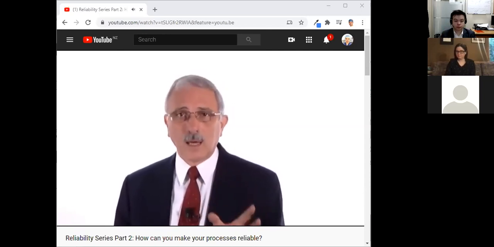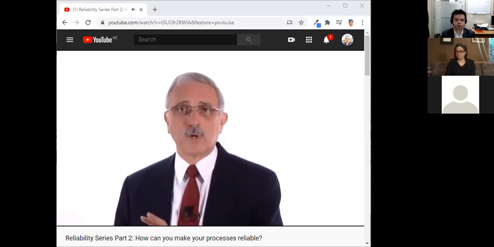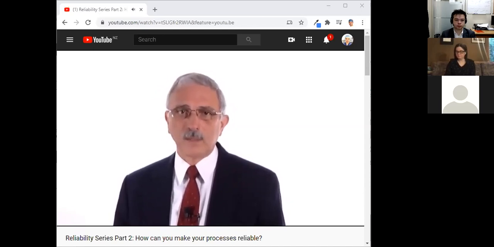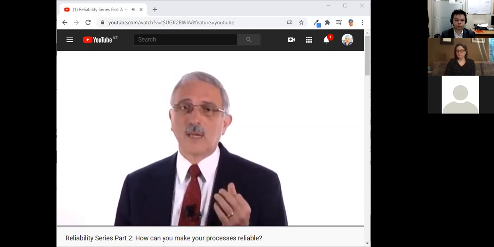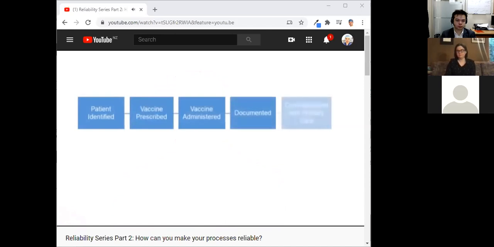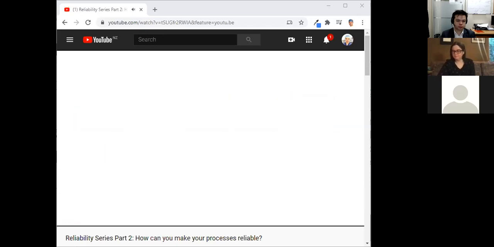And from there you can continue, because you will have to work on the other steps in the process as well. This is an example of a high-level flow diagram. This is a patient who needed to receive a vaccination, and the patient is identified. Again, there's an assessment done that the patient is eligible for the vaccine. The vaccine is prescribed, the vaccine is administered, it is documented, and then it is communicated with primary care, for example. In this case, this team identified that they failed to identify the patient who should be eligible for that vaccine. Therefore, they needed to start there to identify where they can make the process more reliable.